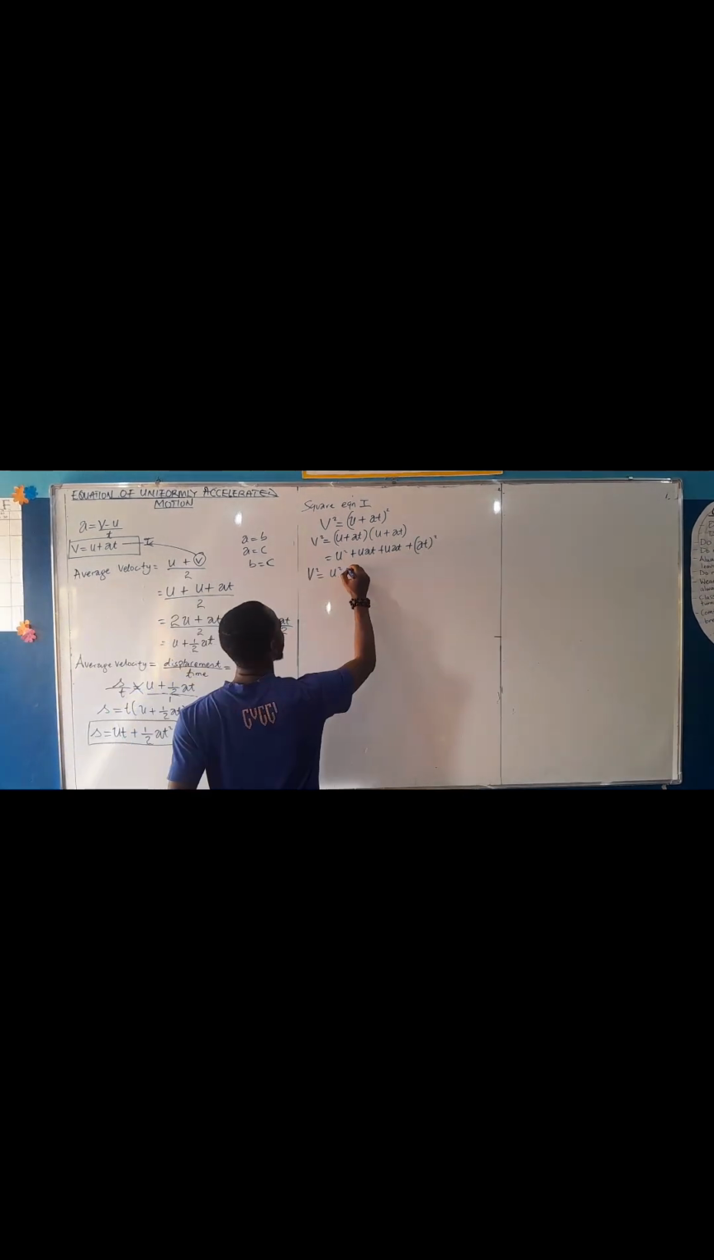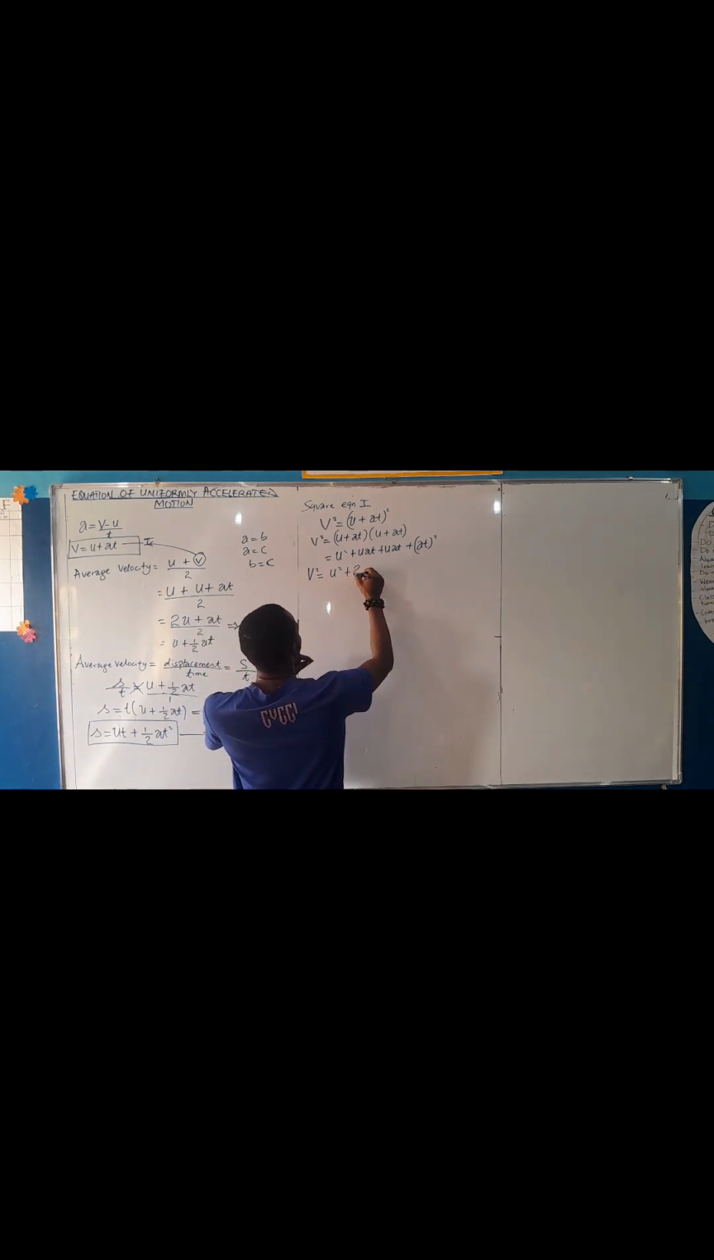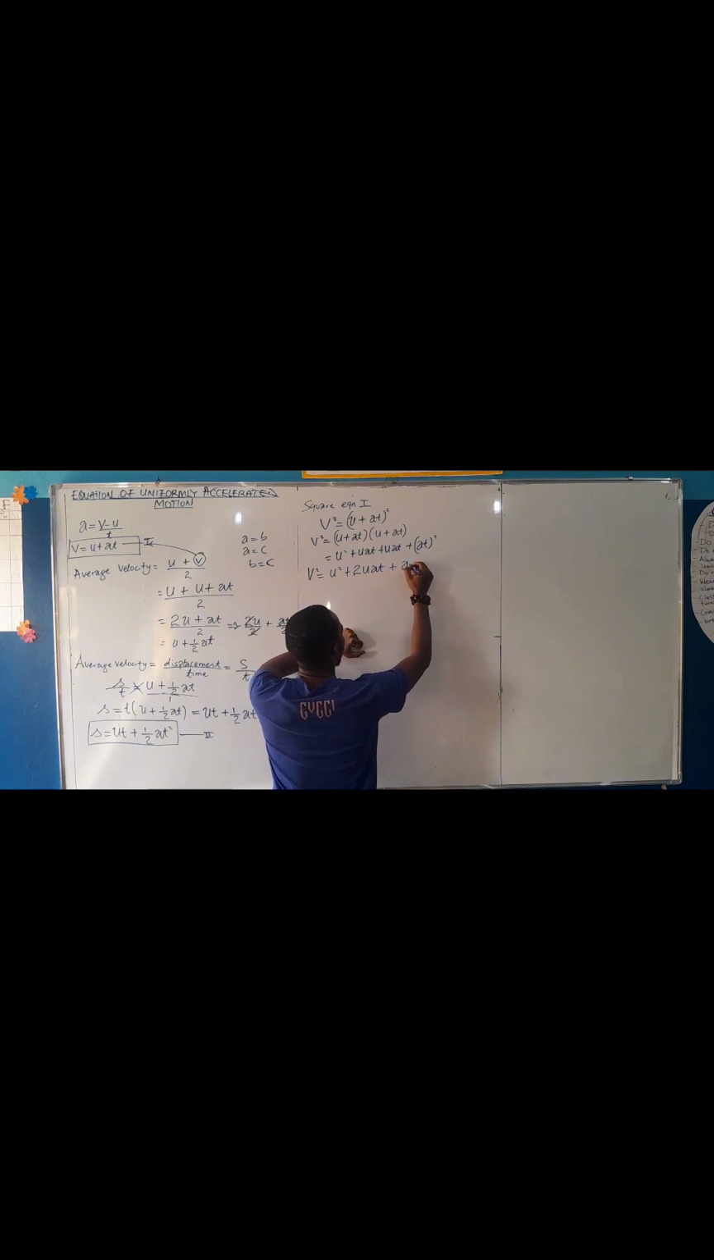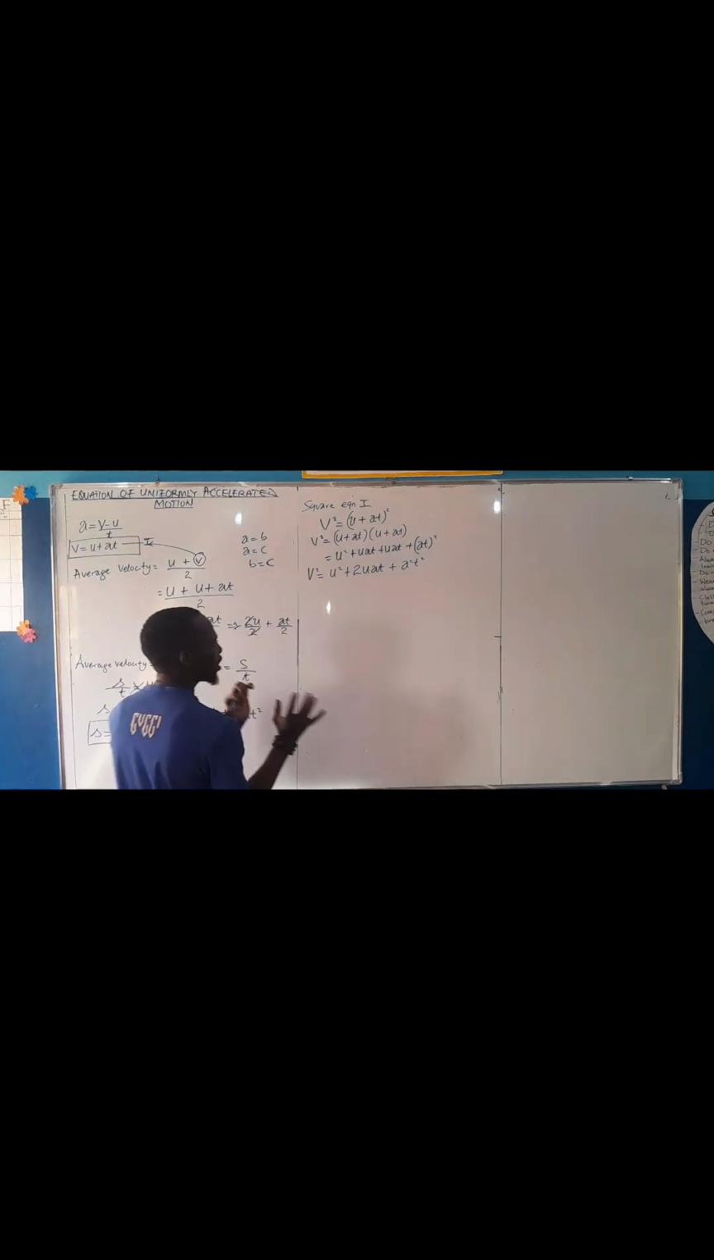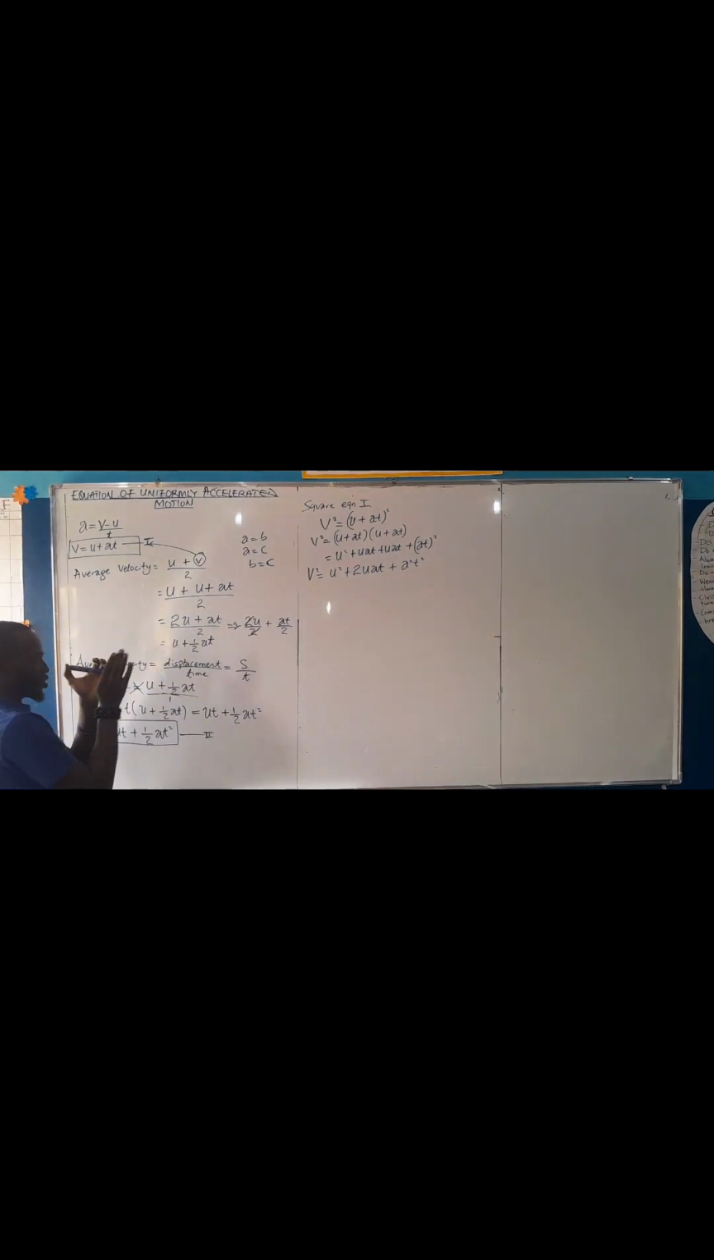So, plus this 2uat plus a squared t squared. Now, I want you to pay very close attention.